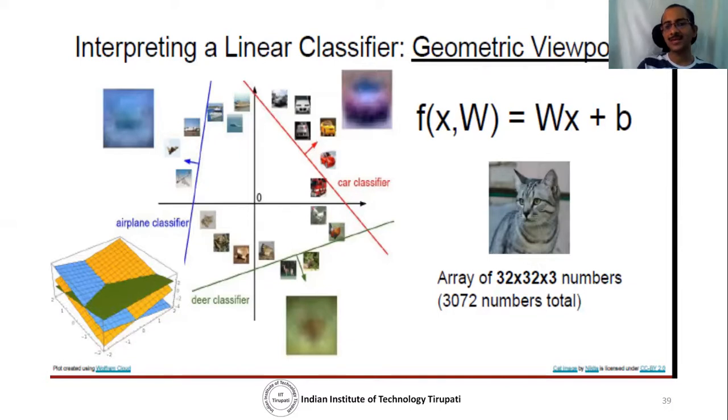What is the dimension of the feature space here when the input pixels are this much and we consider pixels themselves as features? 3072 cross 1.